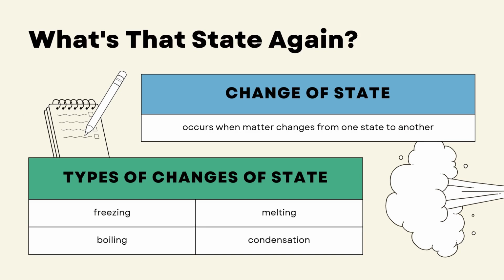What was change of state again? Let's see. It occurs when matter changes from one state to another. The types of changes of state that we studied today were freezing, melting, boiling, and condensation. They both were reversible.